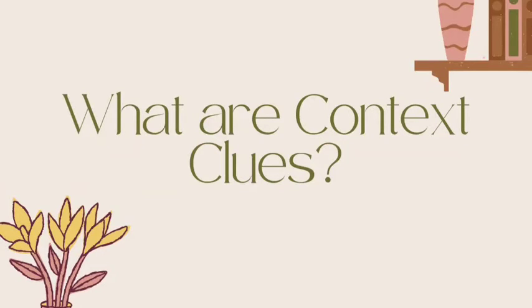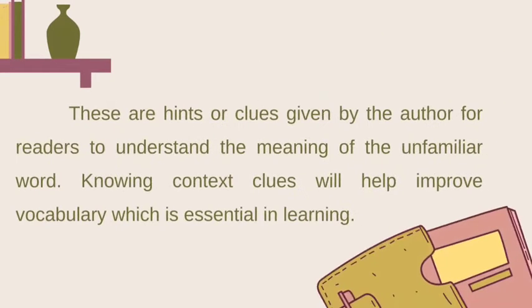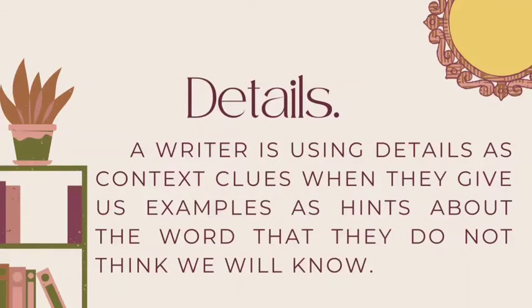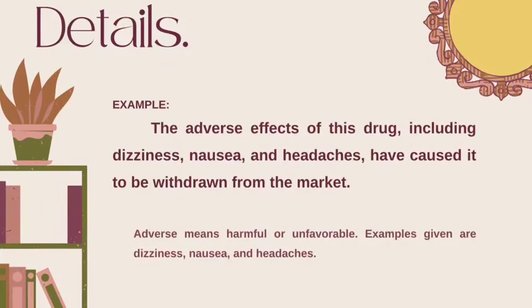So what are context clues? These are hints or clues given by the author for readers to understand the meaning of the unfamiliar word. Knowing context clues will help improve vocabulary, which is essential in learning. The 4 basic types of context clues. The first one is the details. A writer is using details as context clues when they give us examples as hints about the word that they do not think we will know. Here's an example.